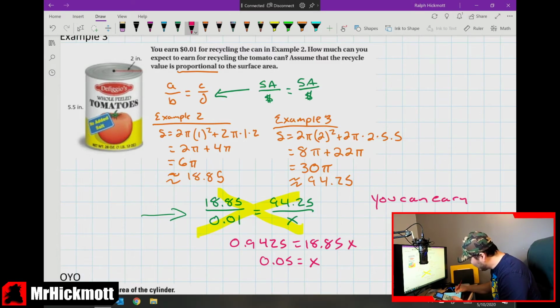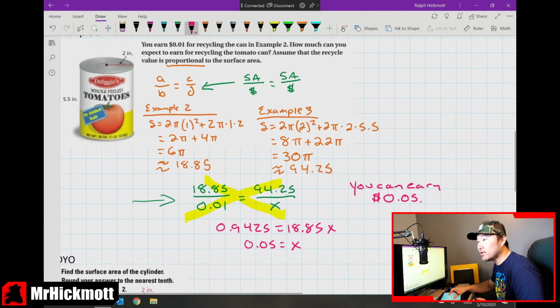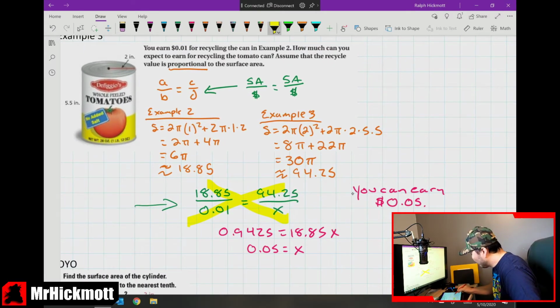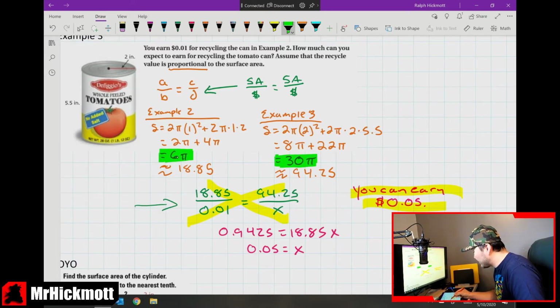Now I'm going to show you something that will kind of give you a clue to how I could have figured this out without necessarily using a proportion. Let me zoom out so you can see the whole thing. But one of the things I've been continuously doing is showing you how you can use an exact answer with pi. Notice that the surface area of the can 2 is 6 pi, and the surface area of can 3 was 30 pi. 6 to 30 is 5 times the amount. So just thinking scale factors, it makes sense that if it is 5 times bigger, it's going to be 5 times the amount that you'll earn, and we actually got an answer that supports that.